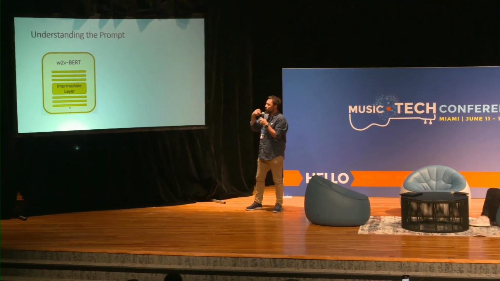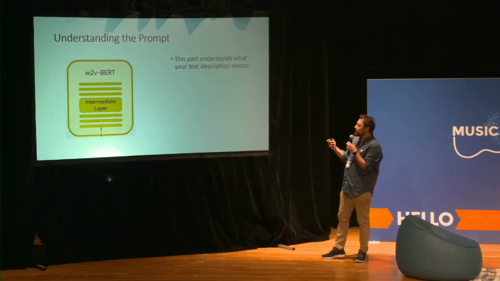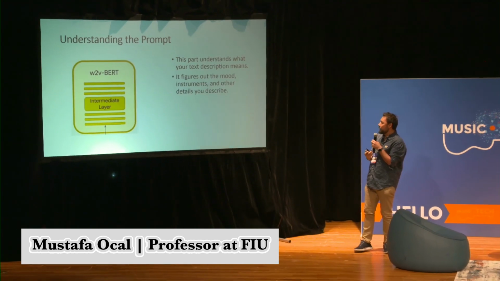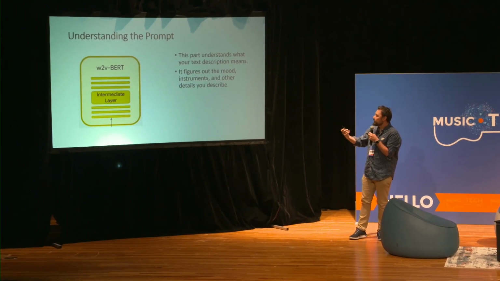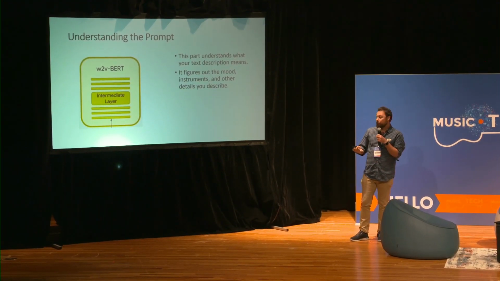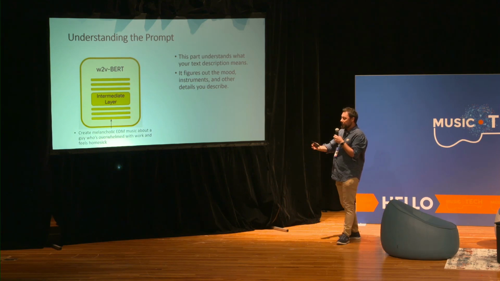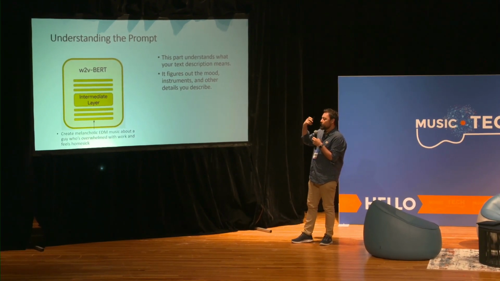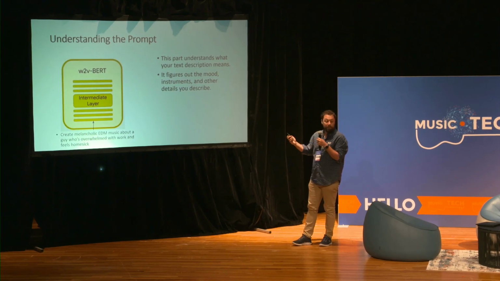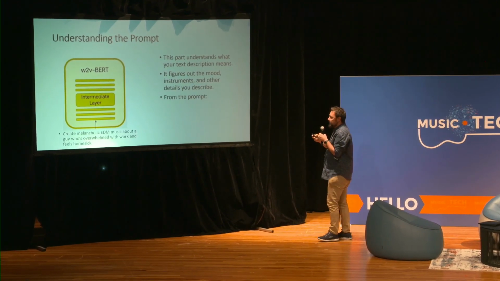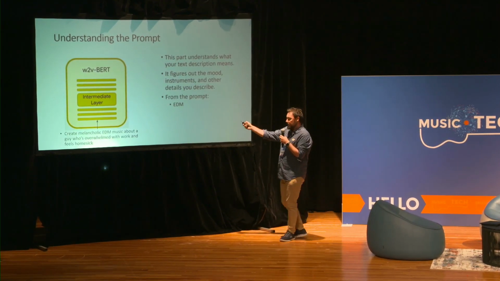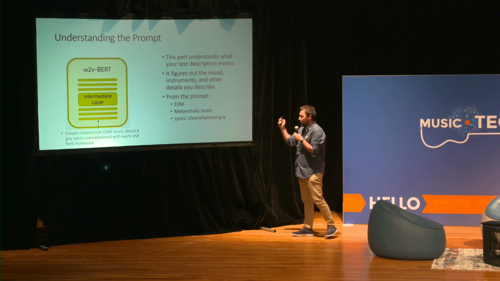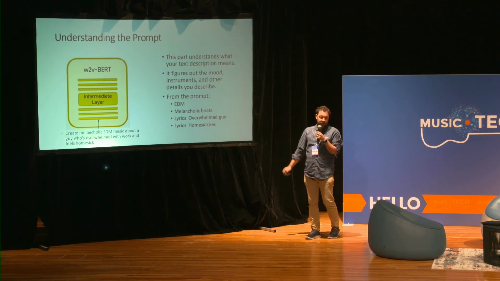So we have this word-to-BERT system. What it does is it basically understands what your prompt means. It figures out the moods, instruments, and other details that you describe. So for example, if you say something like, create a melancholic EDM music about a guy who's overwhelmed with work and feels homesick, it takes this prompt and identifies this is an EDM. We need melancholic beats. And the lyrics are going to be about an overwhelmed guy who is also homesick.